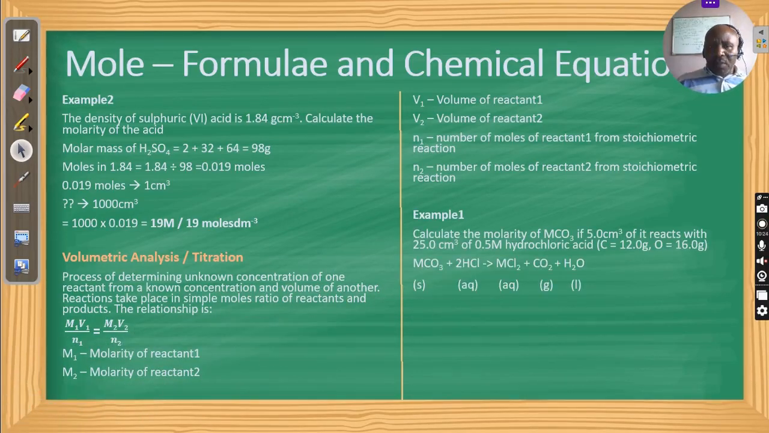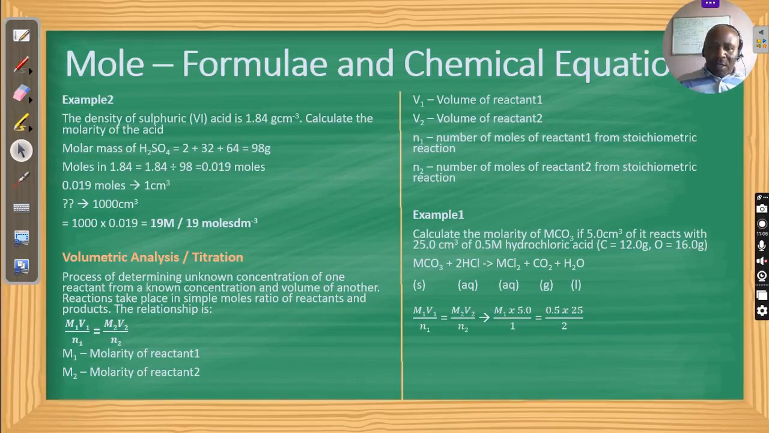Let us do examples. Calculate the molarity of MCO3 if 5 cm³ of it reacts with 25 cm³ of 0.5 molar hydrochloric acid, and you are given the molar masses of the reactants. So the first thing you do is write the equation. MCO3 plus HCl gives you MCl2 plus CO2 plus H2O. You balance the equation, you find that 1 MCO3 reacts with 2 HCl to give you MCl2, CO2 and H2O.